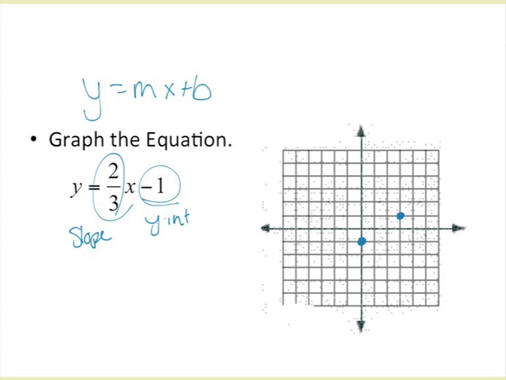That's technically enough, and we could just connect our dots, but if you do more points, rising 2 and running 3 again, going backwards, we can get more points to make a straighter line, but you don't have to. Just 2 points is good enough. You should put arrows on the end because it goes on forever.